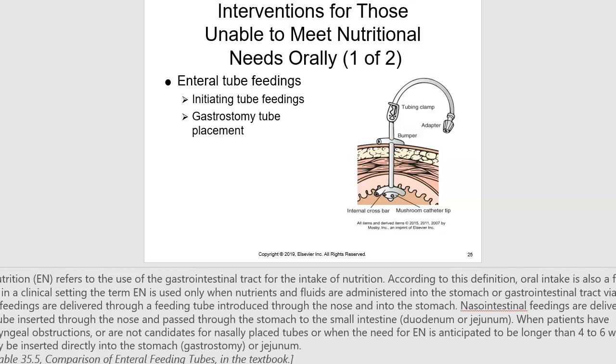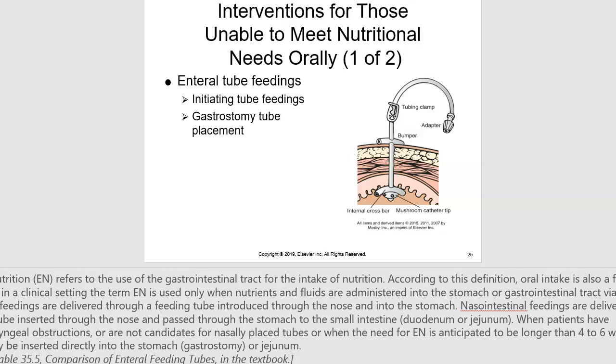Nasogastric feedings are delivered through a feeding tube introduced through the nose and into the stomach. Nasointestinal feedings are delivered through a feeding tube inserted through the nose, passed through the stomach, into the duodenum or the jejunum. When patients have nasopharyngeal obstructions or are not candidates for a nasally placed tube, or when the enteral nutrition is anticipated to be longer than 4 to 6 weeks, a feeding tube may be inserted directly into the stomach or the jejunum.